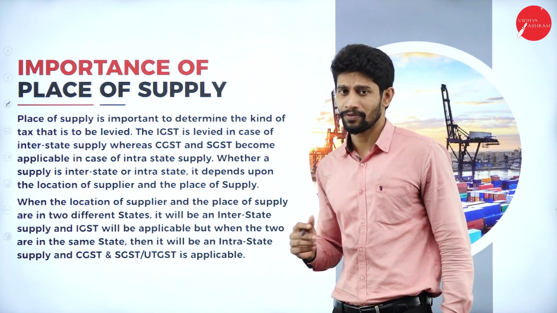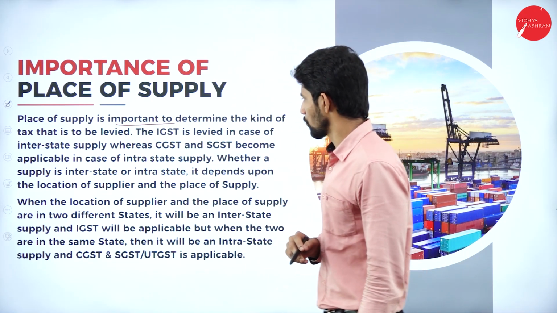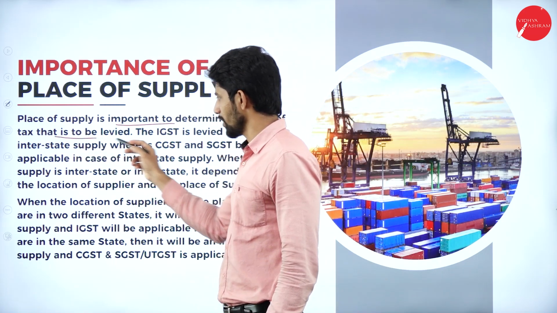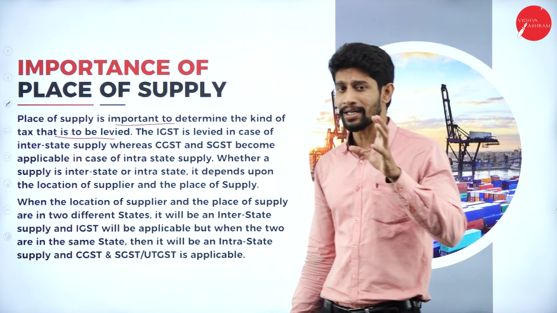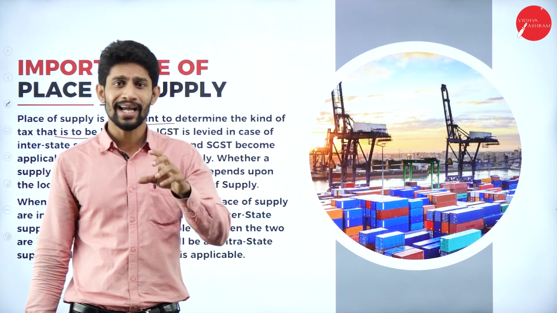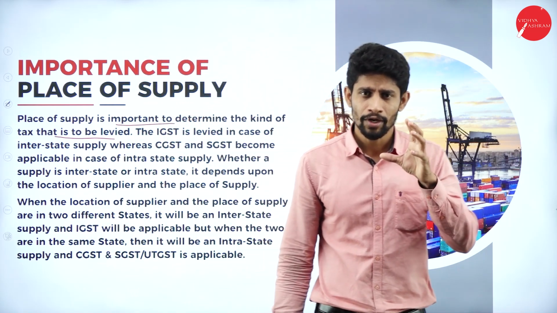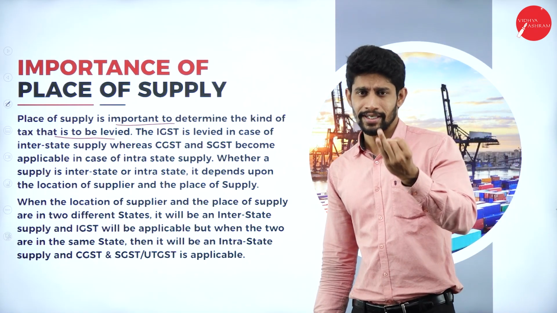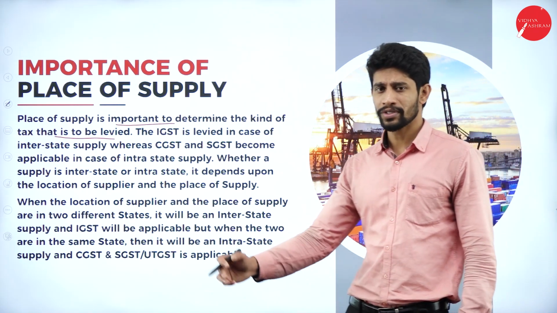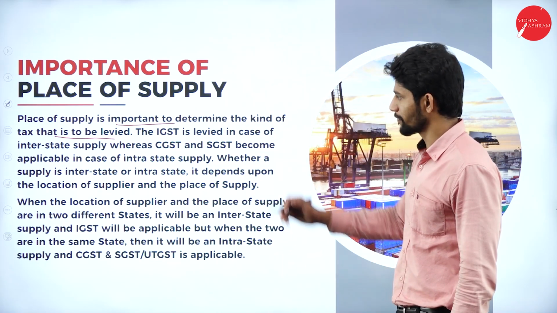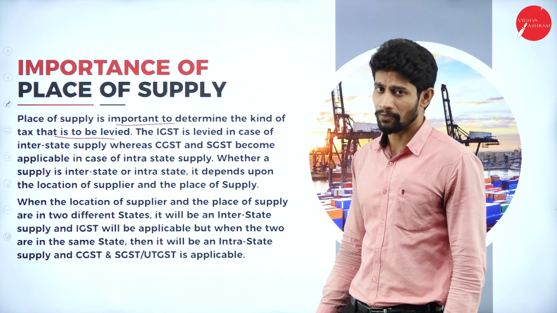Why is it so important? Why do we give more importance to this place of supply? Place of supply is important to determine the kind of tax that is to be levied. To determine what type of tax is applicable, because under the GST purview we don't have only one type of tax. We have a total of 4 types of taxes: CGST, SGST, IGST and UTGST. Of these 4 types of taxes, which tax is applicable? To know that, the place of supply is very important. So to determine the type of tax, place of supply is very important.